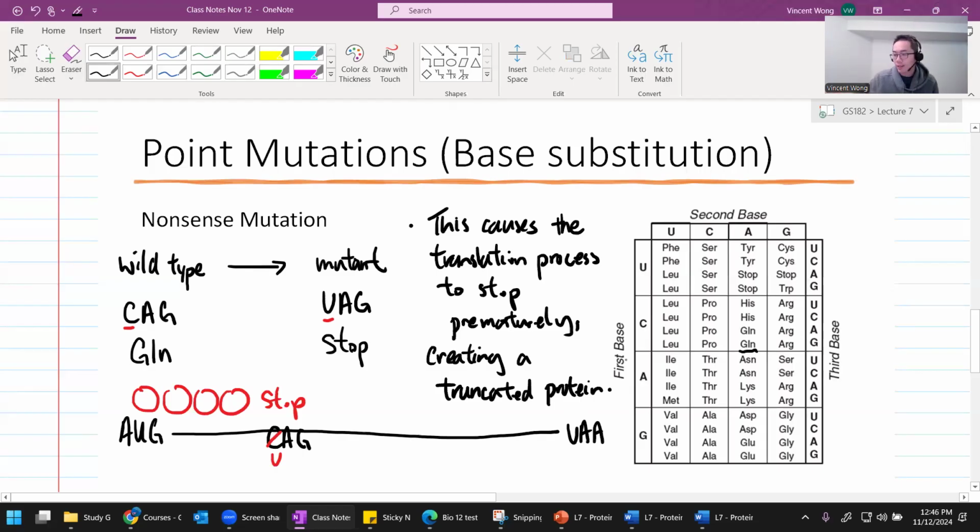All right, I know you guys are super quiet, but let's try to discuss this a little bit. Is this going to be a problem? Is this bad, in other words? Okay. Some people say this is bad. Anyone else? Is a nonsense mutation bad? Is it worse than missense? No.